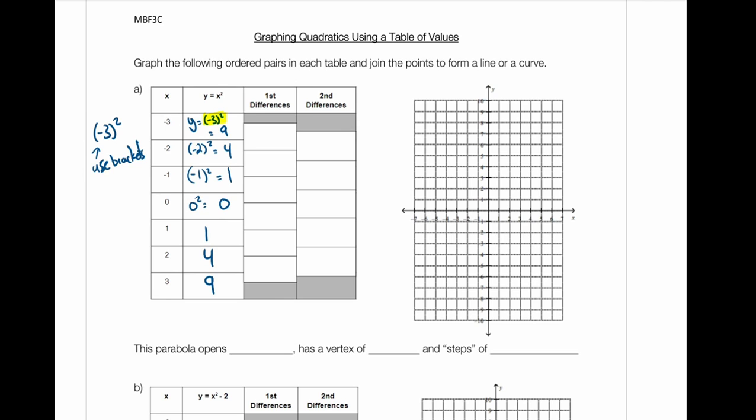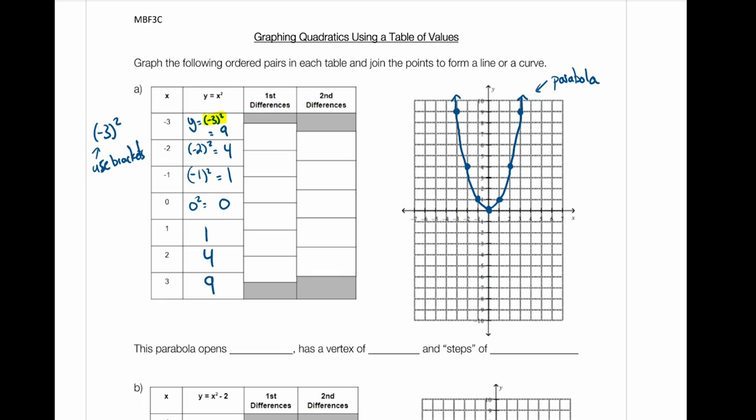So now that I have my points, I can go through and plot those points. Remember, x and y is just a coordinate, so each row is a coordinate. So -3 and 9, I'm going to put a point there. -2 and 4. -1 and 1, 0 and 0, 1 and 1, 2 and 4, 3 and 9. And I can connect all of these points, and this is going to form my quadratic, or what we call a parabola. So a parabola, remember, is this U shape, or basically the form that the quadratic takes.